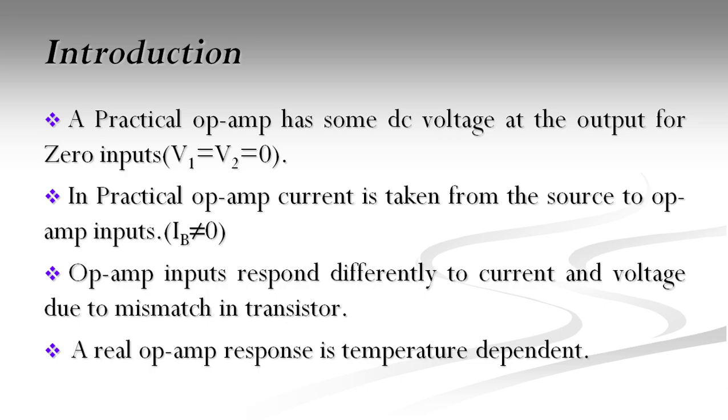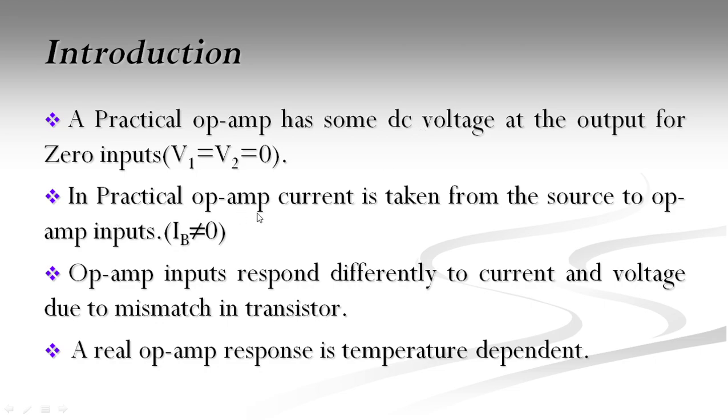One of the characteristics of an ideal operational amplifier is that the output voltage will be zero for the zero input condition, and the current that is taken into the terminals of the operational amplifier will be equal to zero. But practically that is not happening. That is, a practical op-amp has some amount of DC voltage at the output for the zero input condition. Even if the input is zero, we'll be getting some amount of offset voltage at the output.